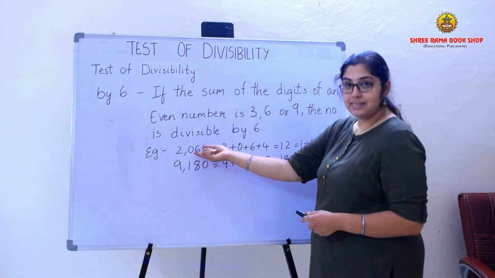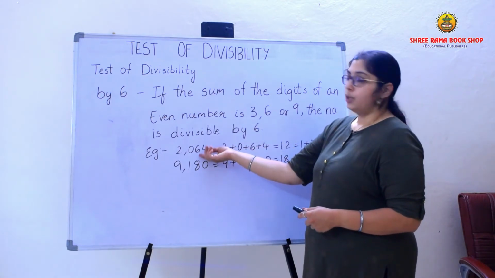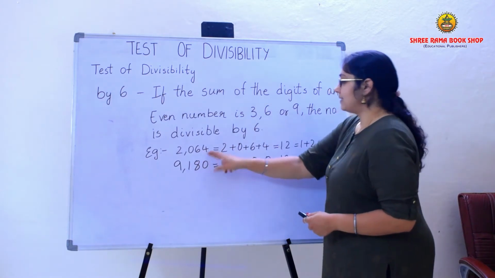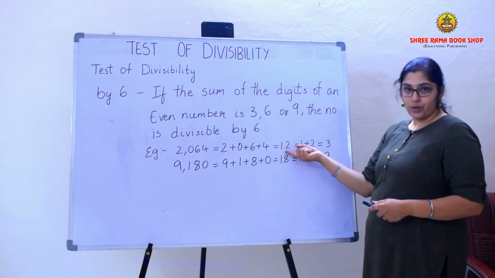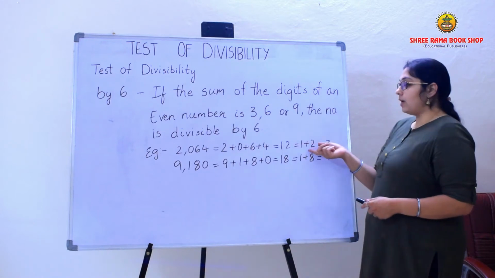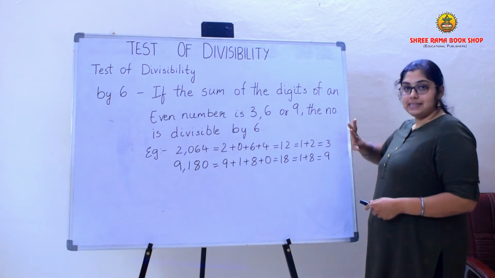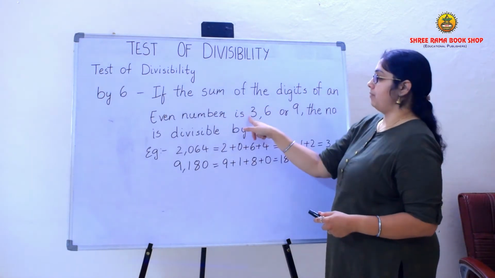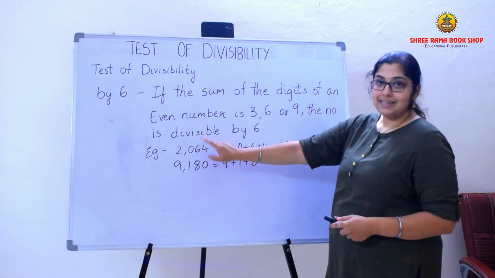So that's the reason I am going to add all the digits. If it is an odd number, I am not going to do it because it is not divisible by 6 directly. As it is an even number, I added all the digits and got 12. Again, this is a 2-digit even number, so I add the digits of 12: 1 plus 2. The answer is 3. As the sum of the digits of an even number is 3, I can say that this number is divisible by 6.